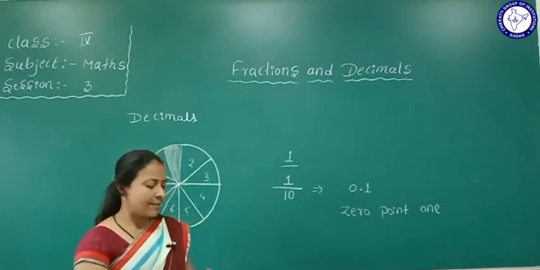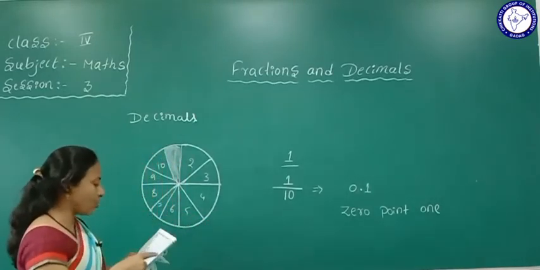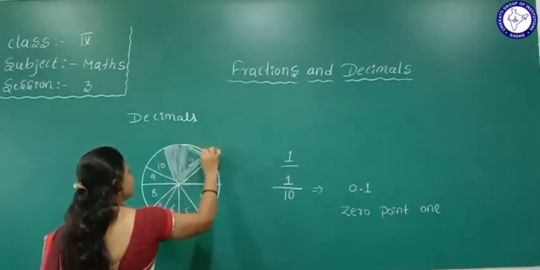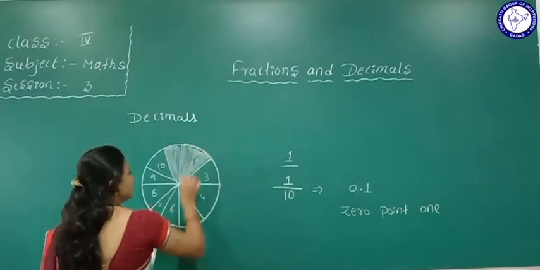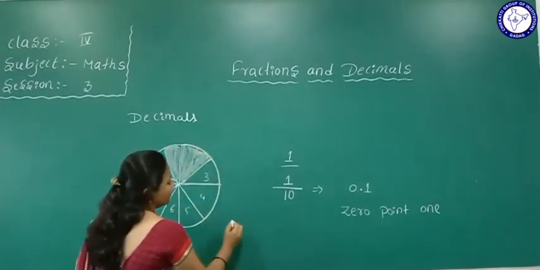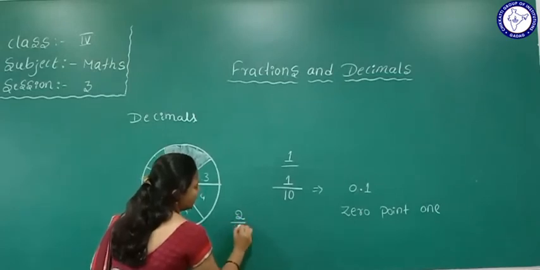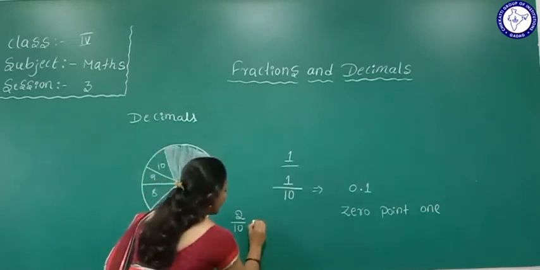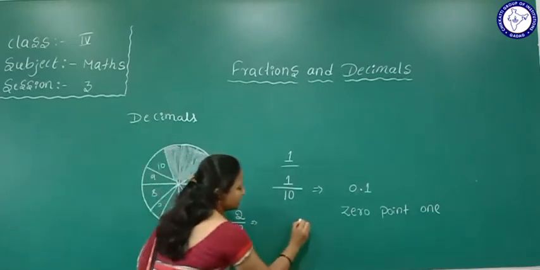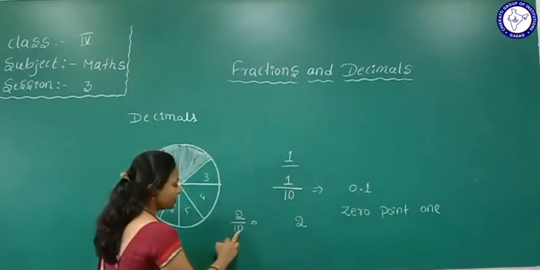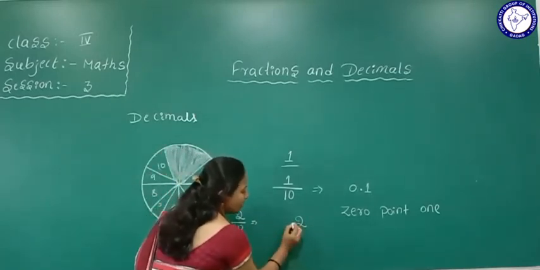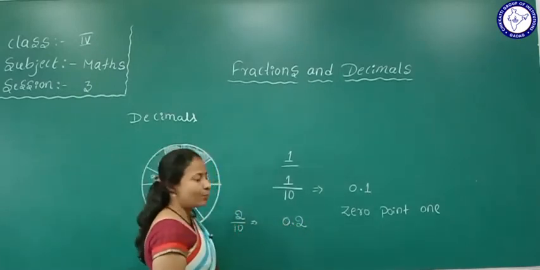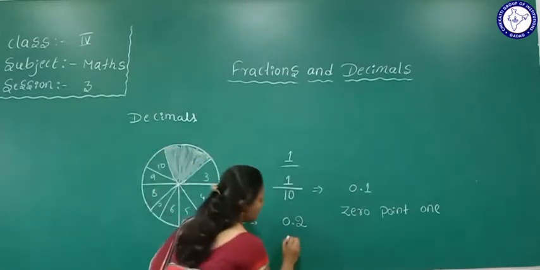Another example can be given here. In this circle, 2 parts are shaded. How to write this in fraction form? 2 by 10, if 2 parts are shaded. Now we write in decimal form. First we write the numerator. Observe the zeros, 1 is there, so after one digit we give a point and write 0.2.